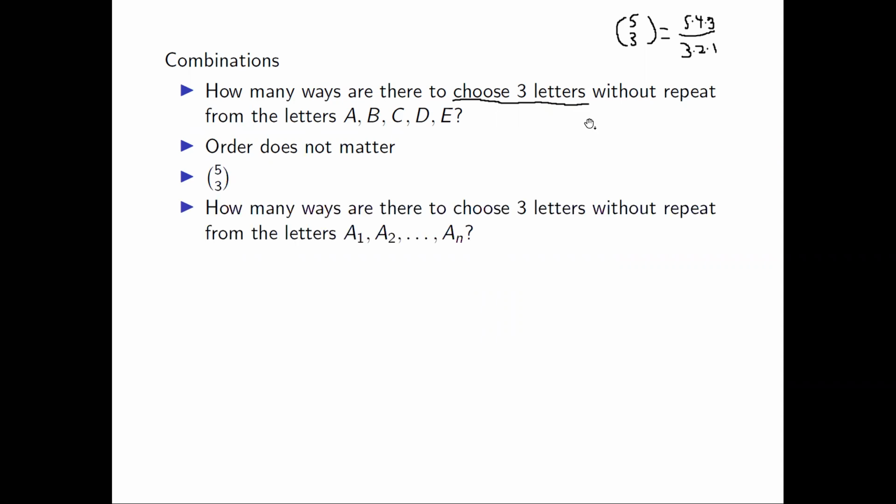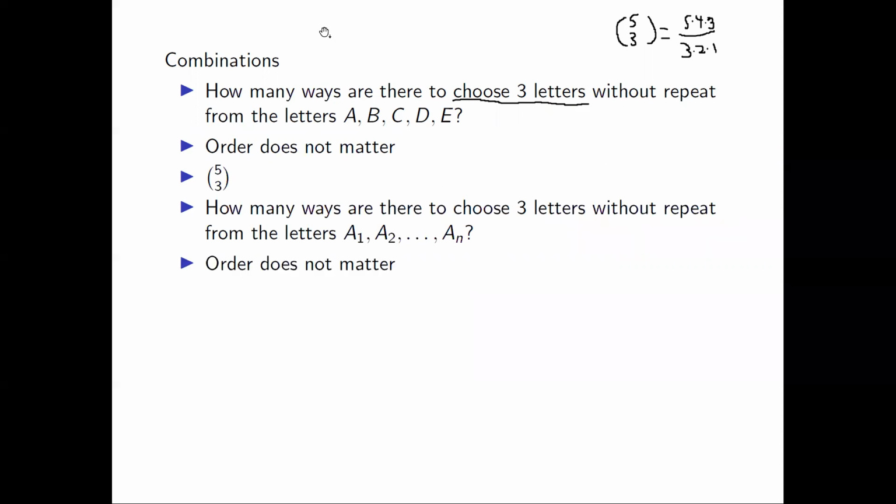And more generally, if we have n letters, A1, A2 up to AN, and we want to choose 3 letters without repeat, and we want the order not to matter, this one's just going to be n choose 3, and that equals n times n minus 1 times n minus 2 over 3 factorial, which is 3 times 2 times 1.